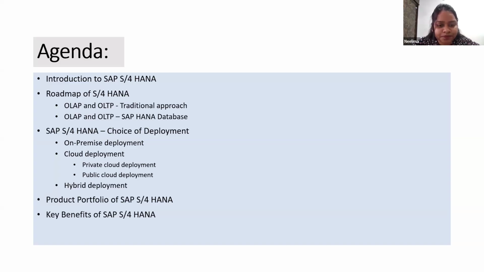Then we'll also look at the product portfolio, how the different business areas of SAP are covered, like finance, sales, procurement, manufacturing, and HR. And finally, we'll understand the key benefits. By the end of this class, you'll have a clear basic understanding of SAP S/4HANA and how it helps companies run their business smoothly. Okay, let's go to the next slide.